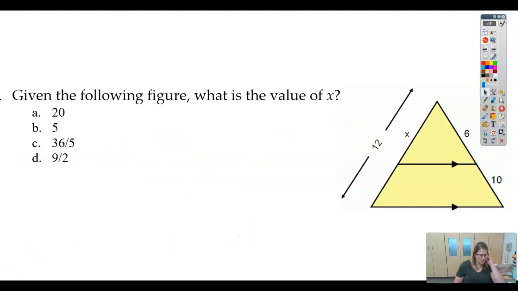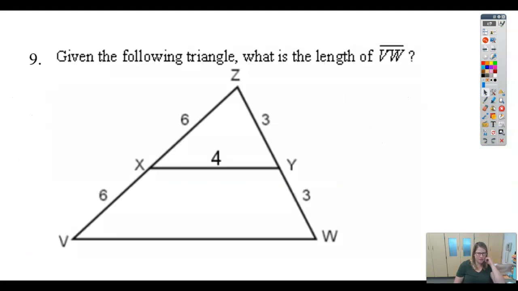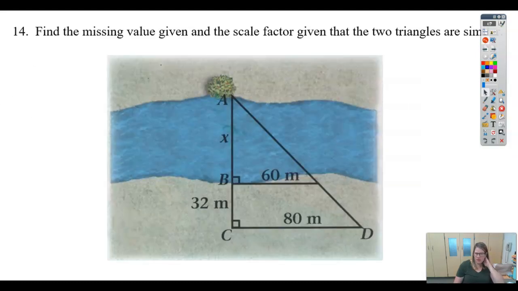All right, let's just do one or two more, and then I think we've done enough examples. This one's very similar to the previous one. Okay, here we have find the missing value. So we're looking for the distance across this river. So that's x. Our smaller triangle is up here, so that will be on the top. So x over 32. Now, it looks like this side is only 32 from here to here. So that means the bottom is going to be x plus 32, actually. And that is going to equal 60 over 80.